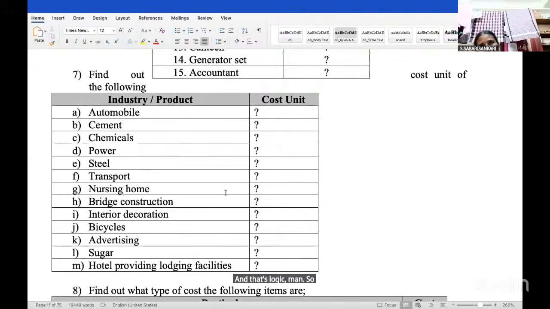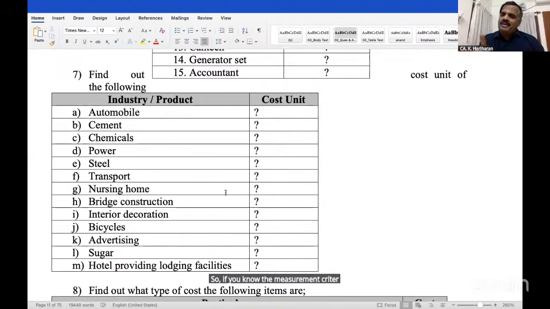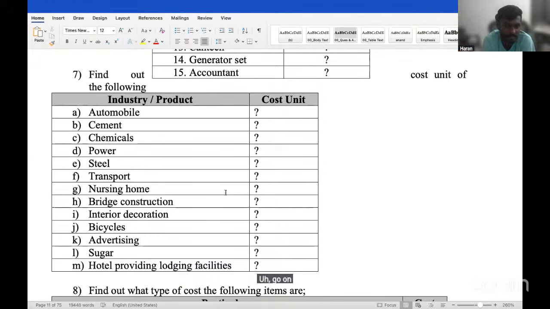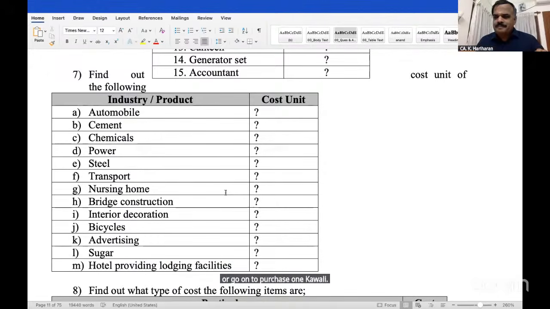So if you know the measurement criteria properly, overall cost savings will be there, right? Or go on to purchase 1 kauli வெத்தலை வாங்கி பாரு. I need a வெத்தலை for 10 rupees ன்னு கேட்டு பாரு. Then identify cost per unit.